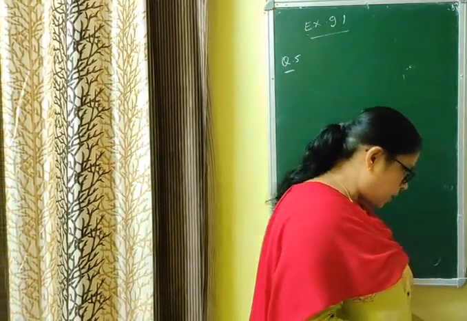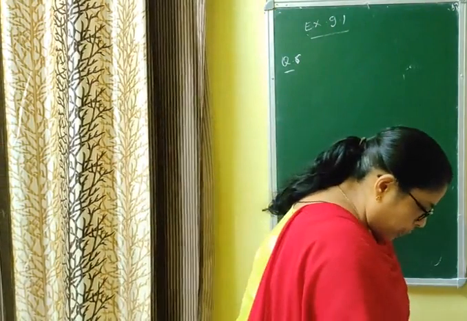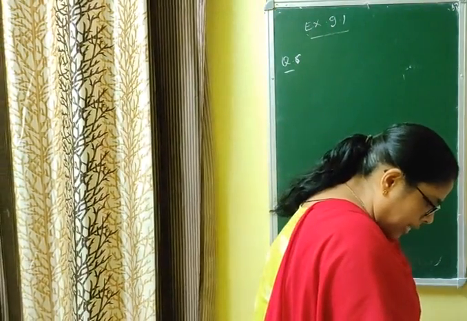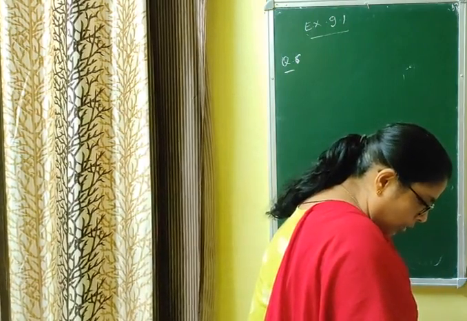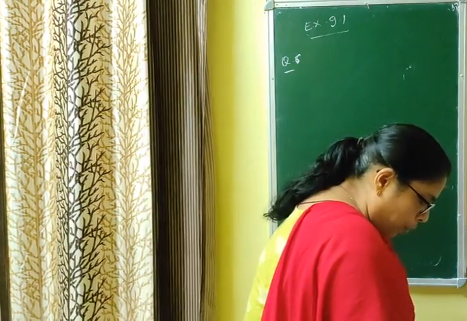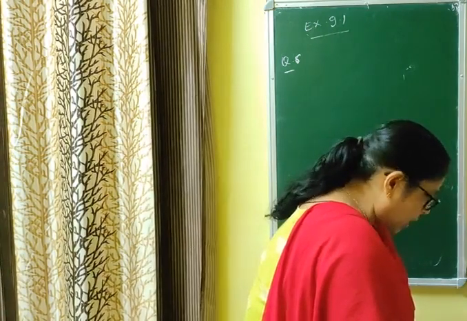Next question is question number 6. I am reading. A 1.5 meter tall boy is standing at some distance from a 30 meter tall building. The angle of elevation from his eyes to the top of the building increases from 30 to 60 degree respectively. Find the height of the tower.